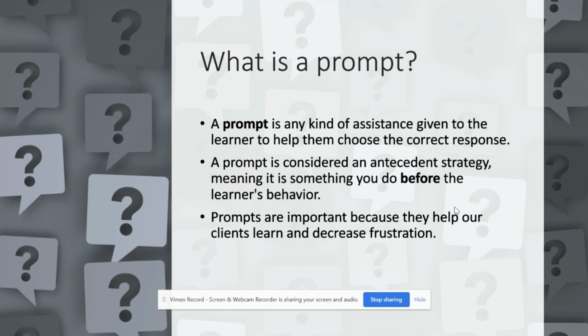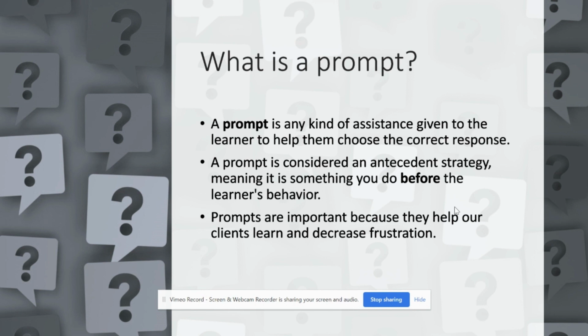A prompt is any kind of assistance given to the learner to help them choose the correct response. A prompt is considered an antecedent strategy. This means it's something that you do before the learner's behavior. Prompts are really important because they help our clients learn and they decrease frustration.